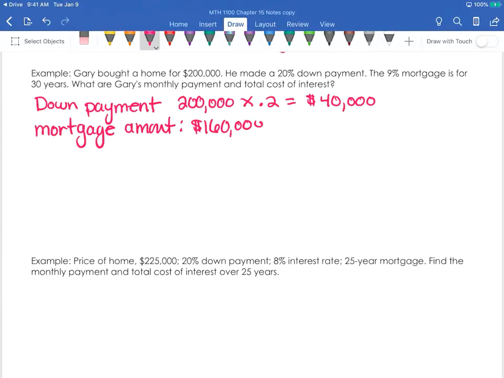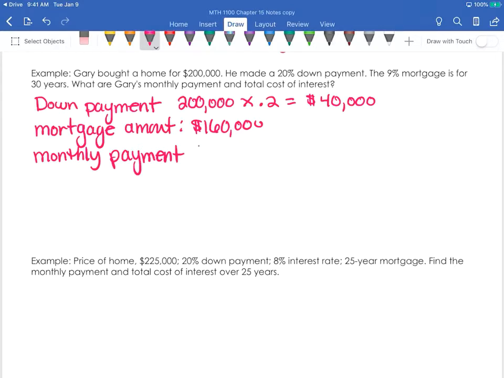Now to find the monthly payment, you need to look at your student handbook on page 45. There is a table for monthly payment. And what you would do is that table represents, for every $1,000 of your mortgage amount, it tells you how much you're going to pay for your monthly payment for every $1,000.